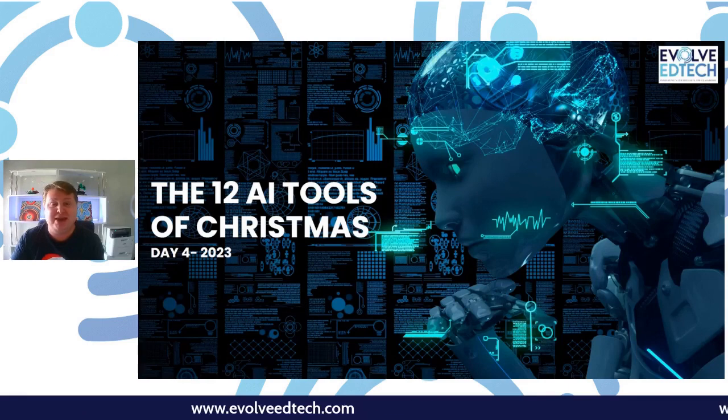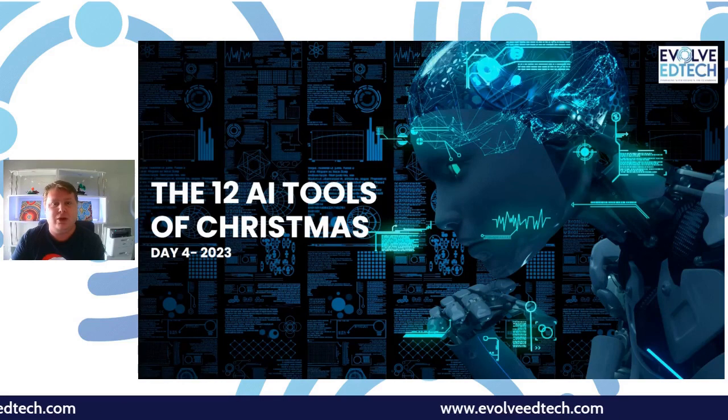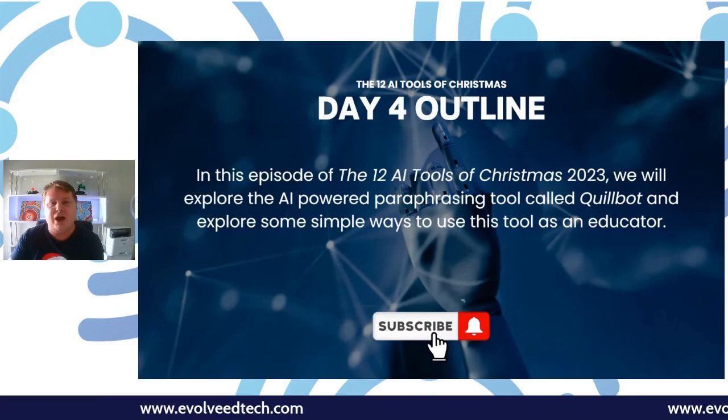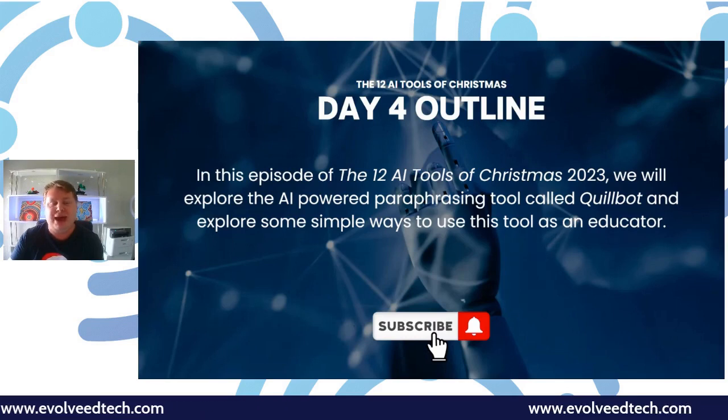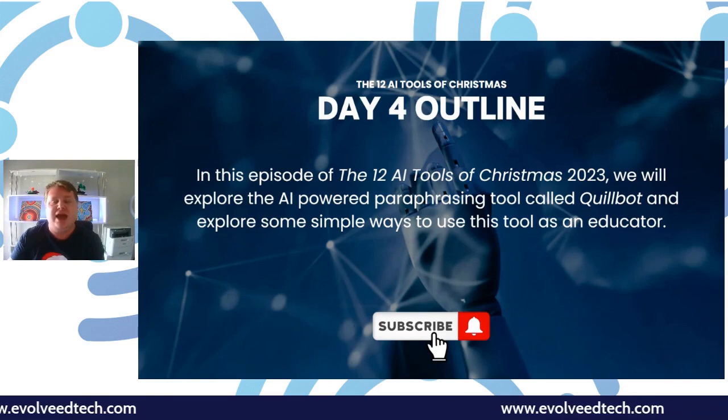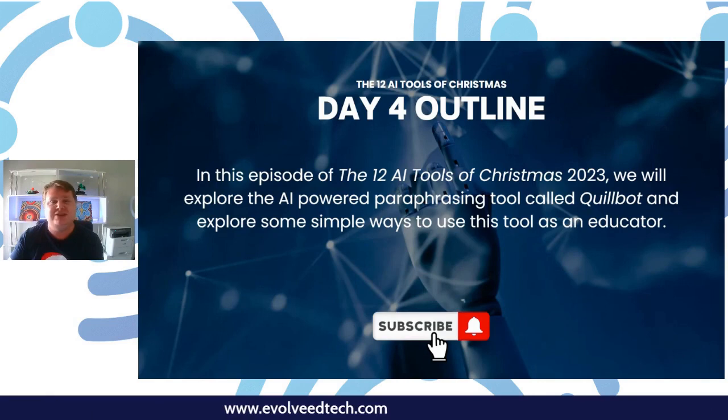Thank you so much for joining us again for another amazing AI tool that you could use in your teaching and learning as an educator. In today's episode of the 12 AI tools of Christmas, we're going to have a look at the AI-powered tool, and it's a paraphrasing tool called Quillbot. We're going to provide you with some examples of how you could use Quillbot in your classroom, and we'll go and have a very quick look at the actual application and tool so that you can decide if it's the right tool for you to use in your classroom.